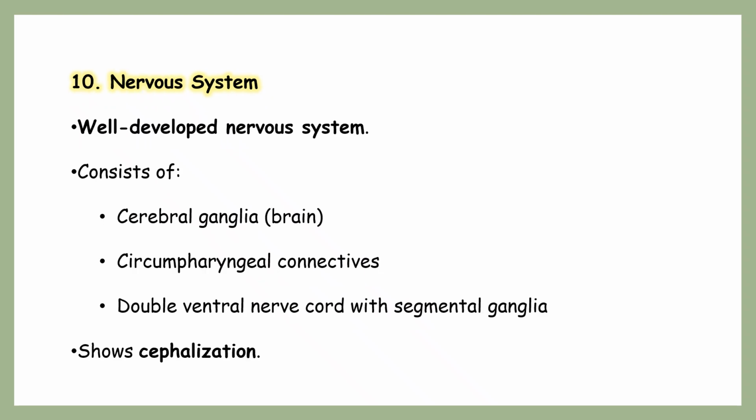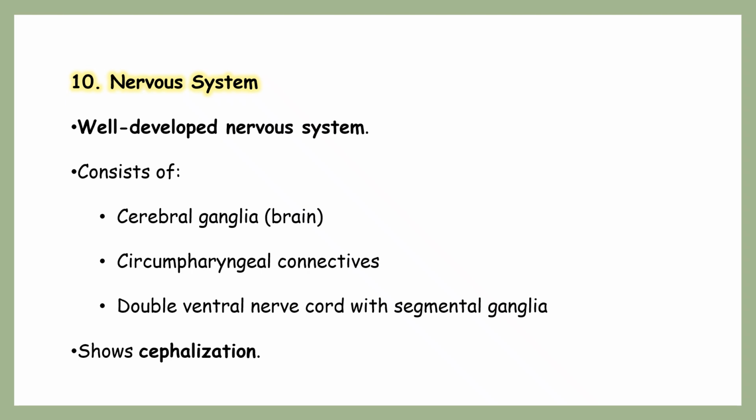Coming to the nervous system, it is also very well developed in annelids, which consists of a brain, that is the cerebral ganglia, followed by circumpharyngeal connectives, which are followed by the double ventral nerve cord, which passes from the head till the posterior end of their body, and in each segment a ganglion is present. All the ganglia are further connected with this double ventral nerve cord. So this shows clear-cut cephalization, that means formation of a clear-cut head which contains the cerebral ganglia.